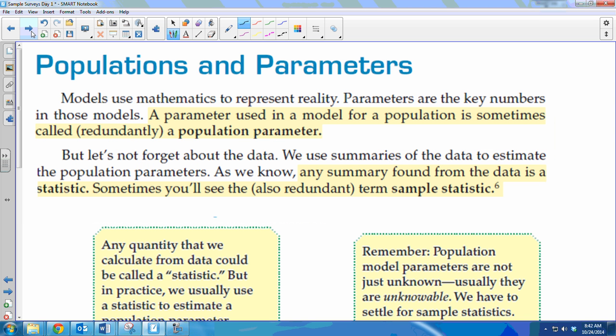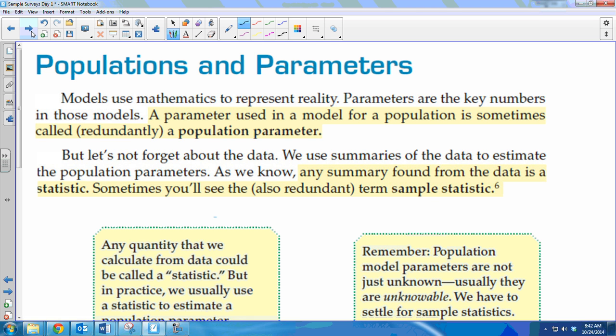Some more vocabulary to know in this chapter. We're always talking about population parameters and the sample statistic, and those are not the same thing. A parameter is what you're looking for, like the mean of everything, or the proportion of everything. The sample statistic is the actual number that comes from your model, from your sample, okay?